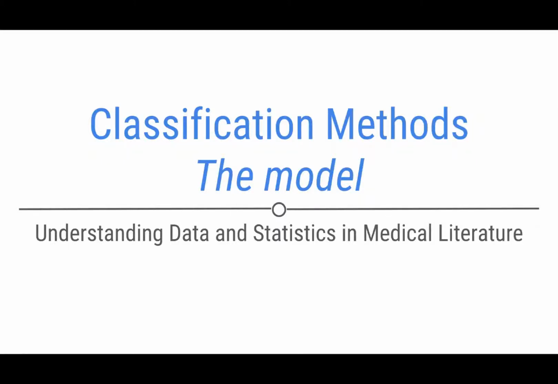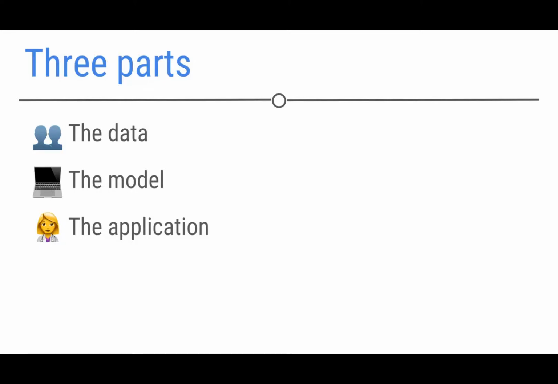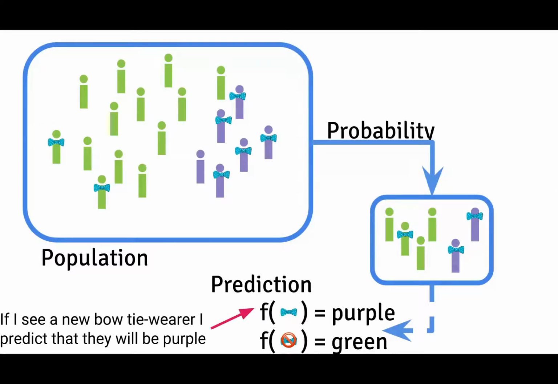This is our second lecture on classification methods. In this lecture, we'll focus on the model. Remember that when we're building a classification method, there are three components: the data that we use to build the model, the actual model itself that we use to make the predictions, and then the application of what we use those predictions to accomplish.